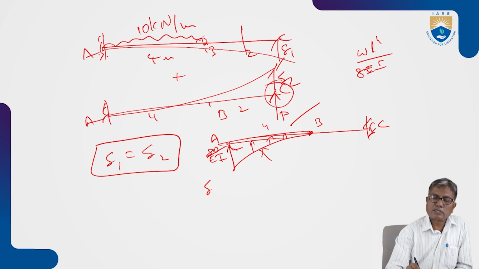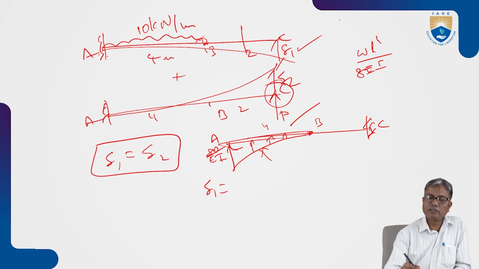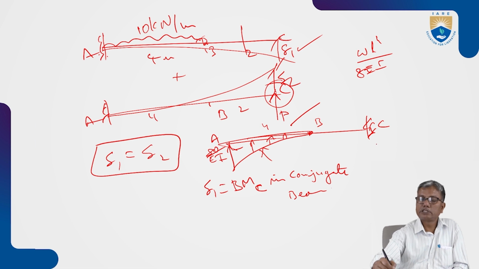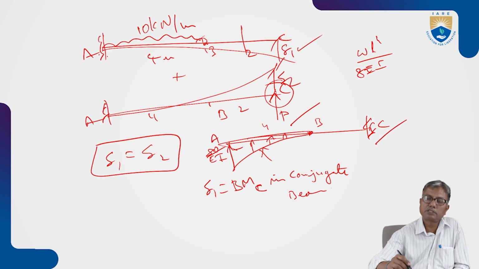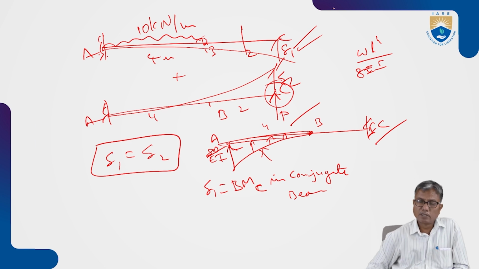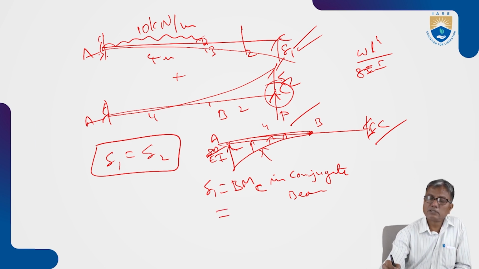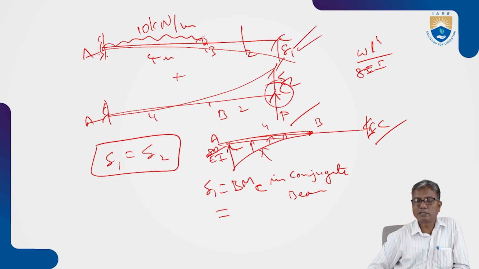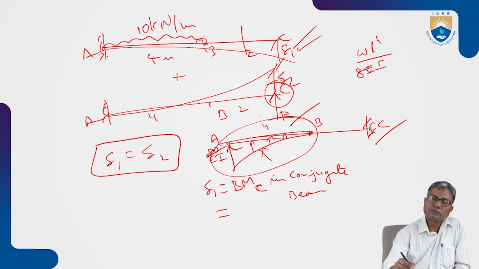And now delta 1, the deflection at C in the actual beam, is equal to the bending moment at C in the conjugate beam. This is the condition. So if you find the bending moment in the conjugate beam at C, that gives the deflection at C in the actual beam, delta 1. So what will be the bending moment here now? For this, it is the area multiplied by the centroidal distance x bar.